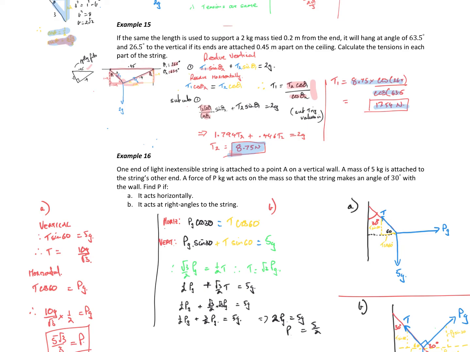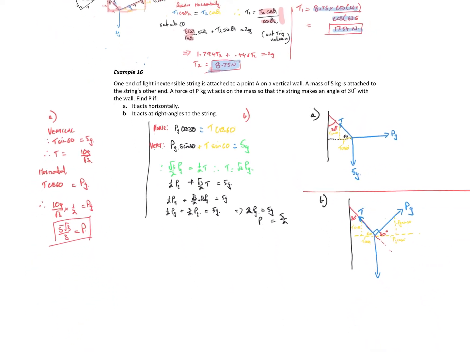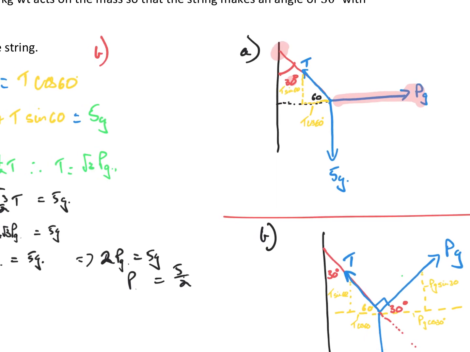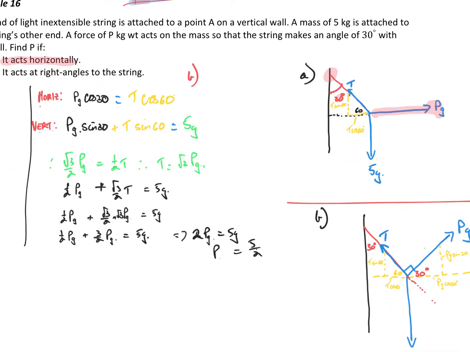All right. What else have we got? We've got one end of a light string being attached to point A on a vertical wall. A mass of 5 kilograms is attached to the other end of the string. A force of P kilogram weight acts on the mass so that the string makes an angle of 30 degrees with the wall. Find P if the force acts horizontally. So that's diagram 1. The force is acting horizontally. We have a 30-degree angle. And again, we just resolve all our forces. So we see the little yellow triangle in here, where we've got our vertical and horizontal components of the tension.